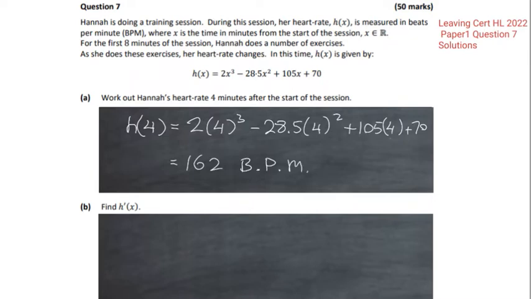Find h dash of x, our first differential. So remember the rule in your log tables: x to the power of n goes to nx to the power of n minus 1. So that means we're going to subtract 1 from the power and bring down the original power. So h dash of x will be 6x squared minus 57x plus 105.